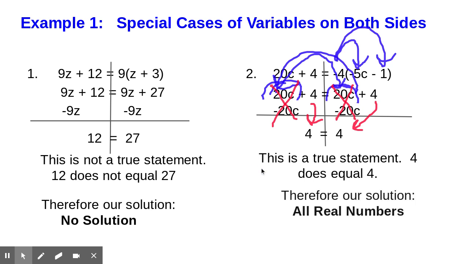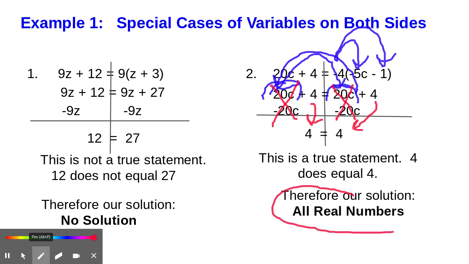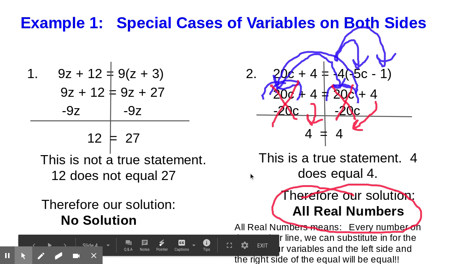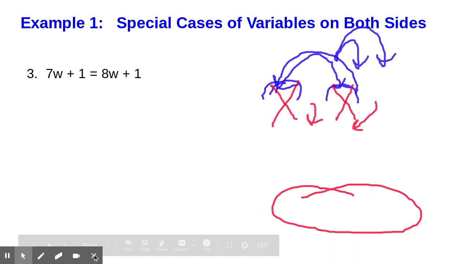4 does equal 4. So then what is my solution? Well, my solution, I write down, and if I have a problem, I would write or select all real numbers. Now you might be thinking, well, what does all real numbers mean? In context to what we're talking about here, all real numbers means that every number on the number line, we can substitute in for the values for our variable.